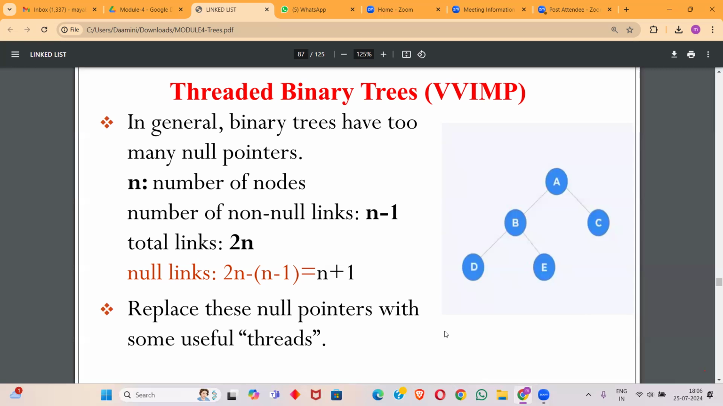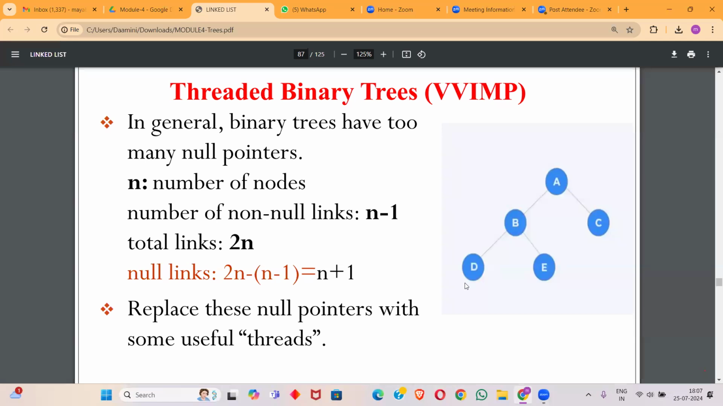So to avoid this: however many nodes there are, that plus one number of null pointers we will get. So 2 plus 2 is 4, 4 plus 2 is 6. How many nodes are there? I have only 5 nodes, but the number of null pointers is more than that. Null nodes, or null pointers, or we'll get links. See, how can we avoid that?